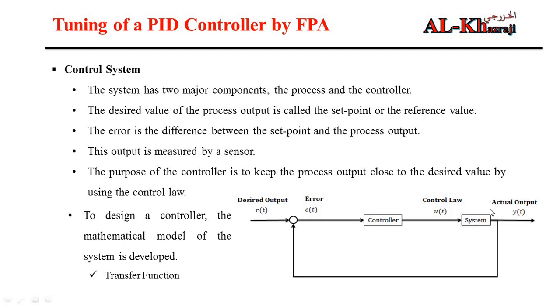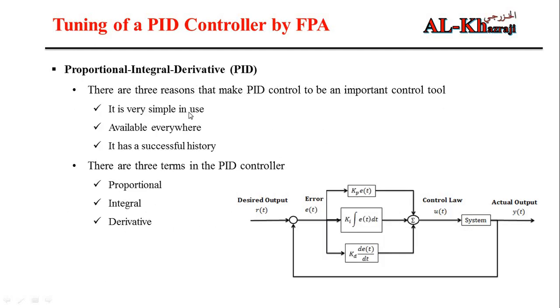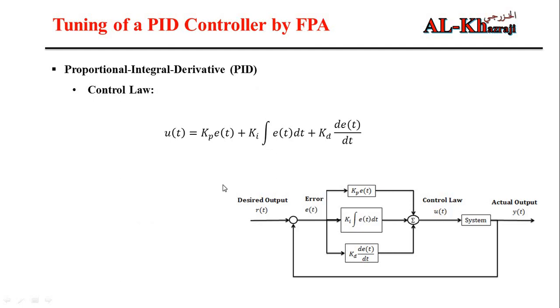Now we consider that you have the system, the transfer function of the system, and then we will see how we could tune the PID. Just a quick refresher: the PID controller is very simple, available everywhere, and has a successful history. It consists of three terms: the Kp multiplied by the E, the Ki multiplied by the integral of the error E, and the Kd multiplied by the derivative of E. If you need more details about the PID controller, you can see them on my channel. This is the control law of the PID controller.